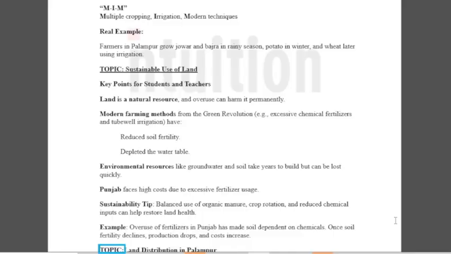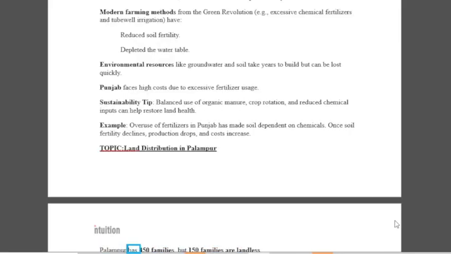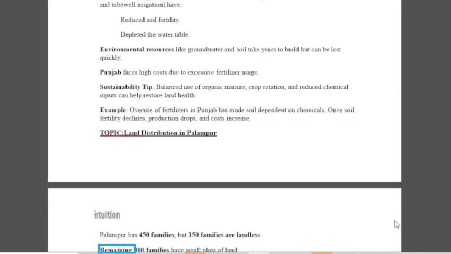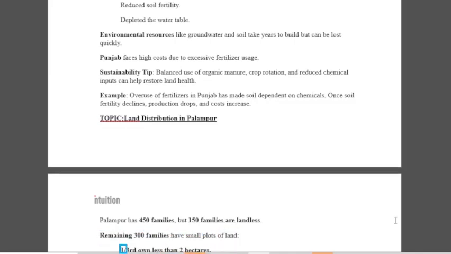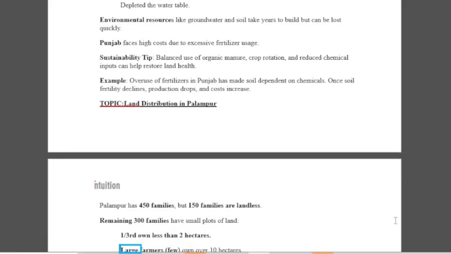Topic: Land distribution in Palampur. Palampur has 450 families, but 150 families are landless. The remaining 300 families have small plots of land. One-third own less than 2 hectares. Large farmers, few in number, own over 10 hectares.